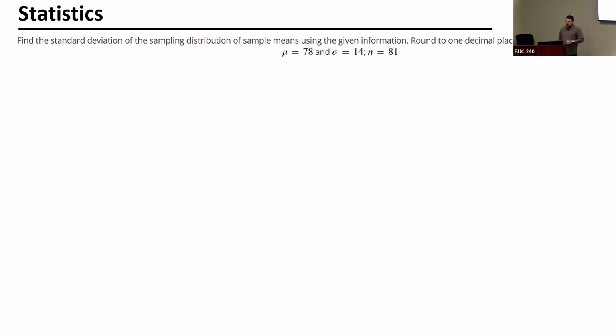Tell me what you can find. See what it is. Find the standard deviation of the sampling distribution of sample means. Here, I'll even be nice to you because you might not have it written down. Remember, to find the standard deviation of X bar, you look for the standard deviation divided by the square root of n.